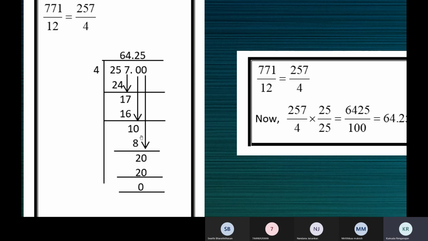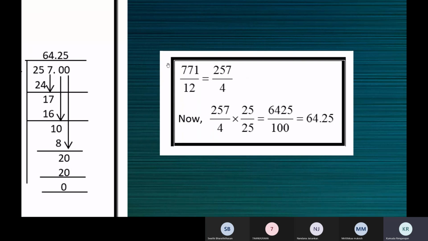Now 4 2s are 8. 2 is a remainder. 0 is not the remainder. So I want to try once more. I add 1 more 0 here and bring that 0 down. 4 5s are 20. 0 is a remainder. So the division comes to an end here because the remainder is 0 and the quotient is 64.25.